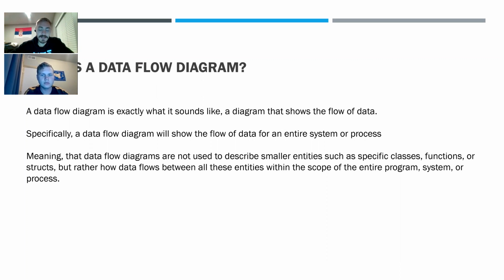And I think the main stipulation to take away is it's not describing the data for a class, like a UML might. You would see a smaller class or function diagram in a UML diagram. A data flow diagram is depicting the flow of data between functions and classes for an entire system. So it's a much broader scope.